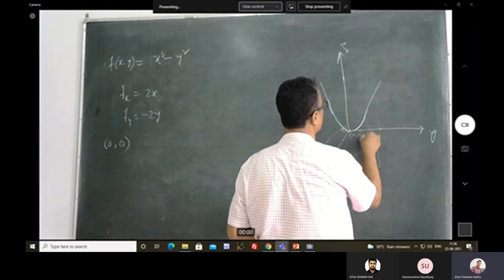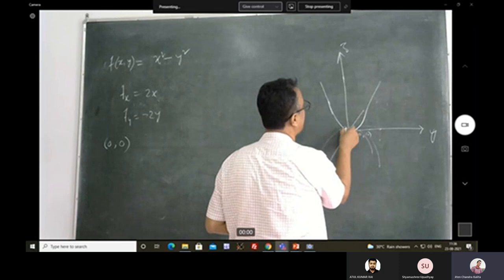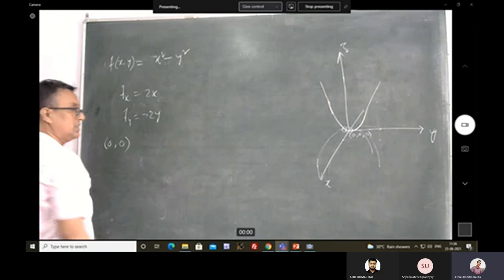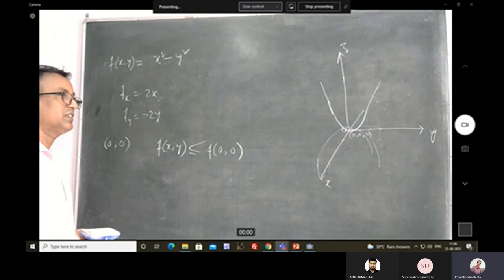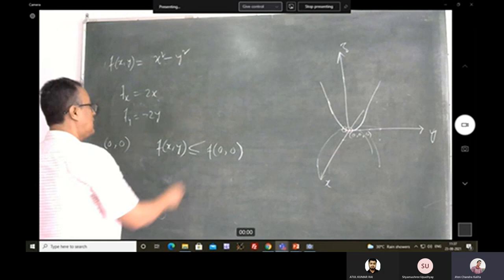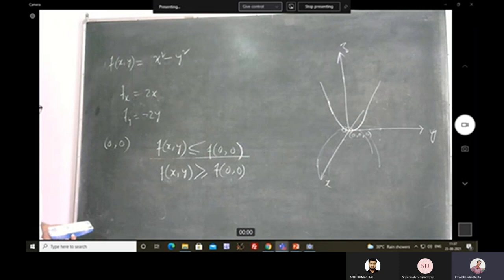So now, what is happening out here? Suppose I am trying to see what is happening around the origin. Because if 0, 0 is a point of maximum, then we must have f(0, 0) greater than or equal to f in the neighborhood of 0, 0 for the existence of maximum, and similarly for the existence of minimum, I must have the reverse inequality, right?